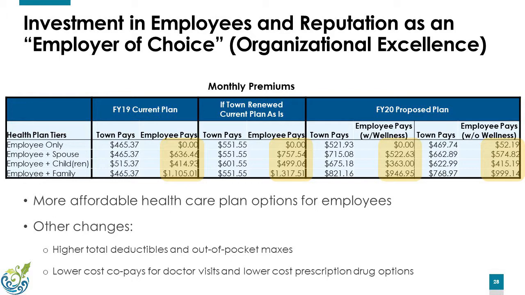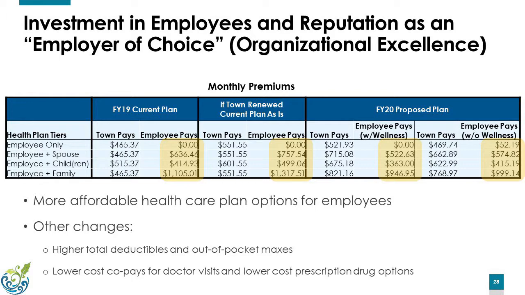So when you look going forward in terms of what the recommended budget includes, and in fact, let me start over here on the very right side. Under the new plan, if you're an employee that is not in the wellness program, the employee share goes to $52.19, employee plus spouse, $575, the employee plus children to $415, and employee plus family to just under $1,000.